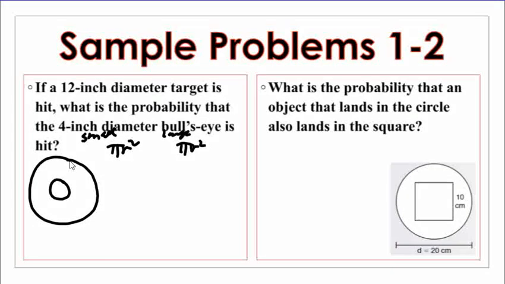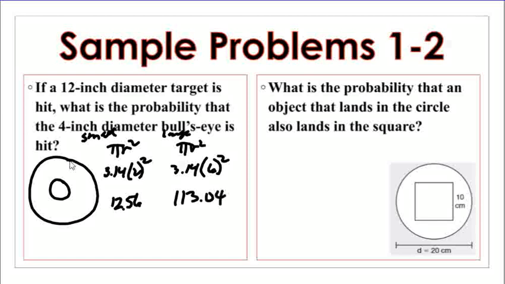And so if we substitute our numbers in, let's do the smaller one first. So the 4-inch, it means the radius is 2. So we have 3.14 times 2 squared. That'd be 4 times 3.14, which would give us an area of 12.56. And for the larger one, it's a 12-inch diameter, so that's 6-inch radius. So 3.14 times 6 squared.